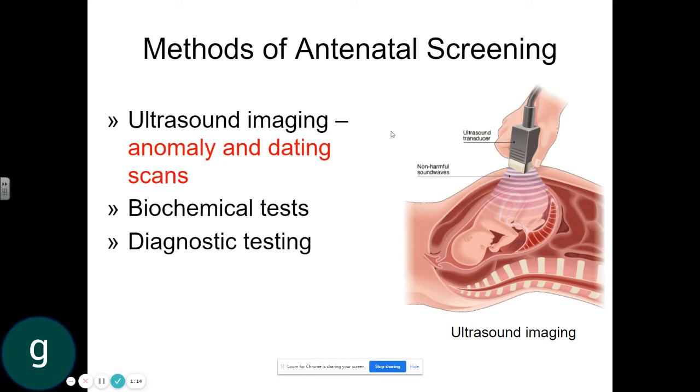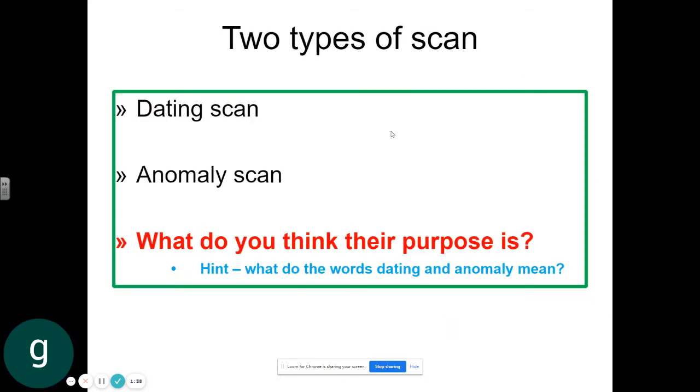Methods of antenatal screening can be ultrasound imaging, so we have anomaly and dating scans. We also use biochemical tests and diagnostic testing. These biochemical tests can be through urine or blood samples, and diagnostic testing, again, can be through amniocentesis and chorionic villi sampling. We start with ultrasound imaging, where sound waves are used to get a nice picture inside the uterus.